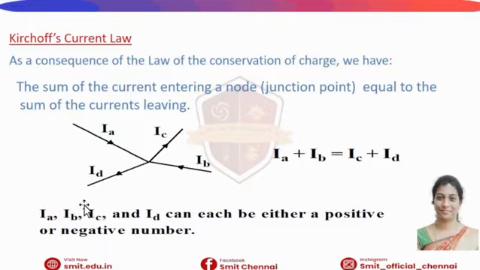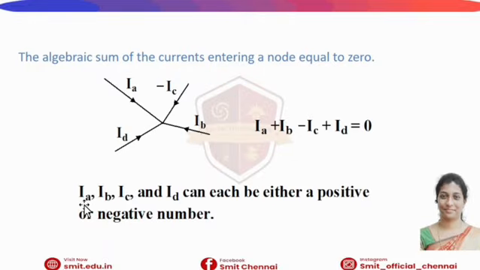If IA is negative, in this we are having the algebraic sum of currents entering a node equal to 0. The sum entering the node is IA plus IB, and then IC plus ID leaving. Positive or negative is not at all a problem. IA, IB, IC and ID can each be either a positive or negative number. So we are having the equation IA plus IB minus IC plus ID equal to 0.